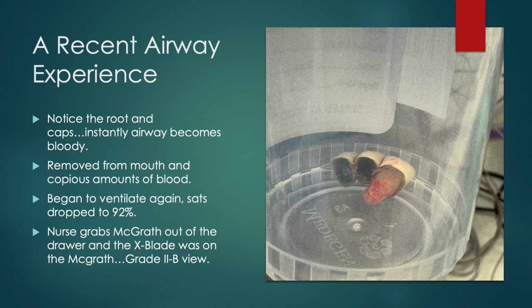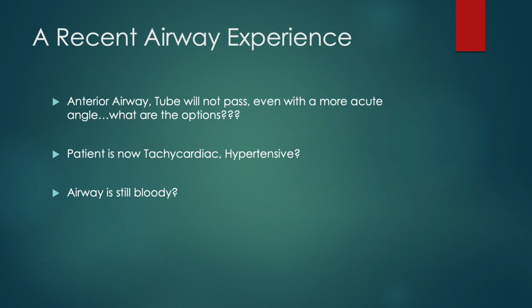She had caps, and those 2 empty caps, wherever she had this done, probably not in the United States. So these were just like little pegs covering the tooth, and then that one was basically coming out. But airway instantly becomes bloody. Okay, take this from the mouth, copious amounts of blood. They began to ventilate again, sats drop to 92, nurse gets the McGrath, they have a poor view with the McGrath, can't pass the tube, anterior airway. What are our options? They're now tachycardic and hypertensive, airway still bloody.